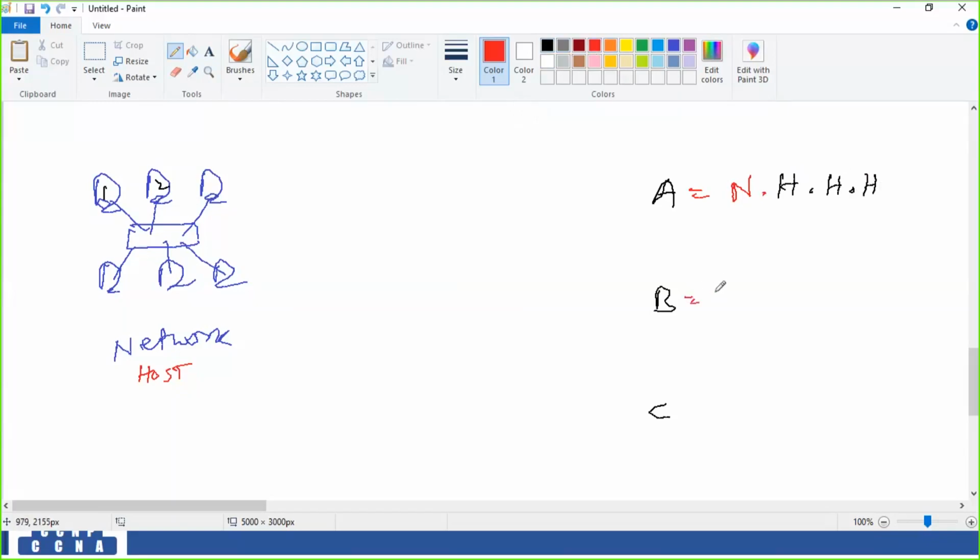For class B, the first octet is the network portion, the second octet is also the network portion, the third octet is host, the fourth is host. For class C, the first octet is the network portion, the second octet is network, the third octet is network, and the fourth octet is the host portion. It is fixed, I mean default. By default, this is the network and host position.